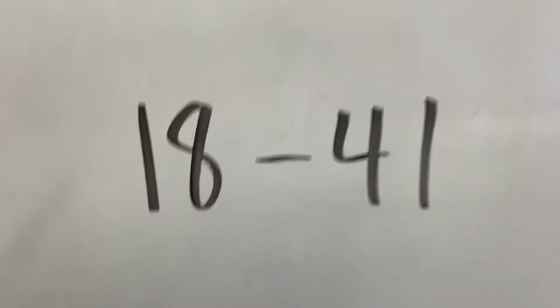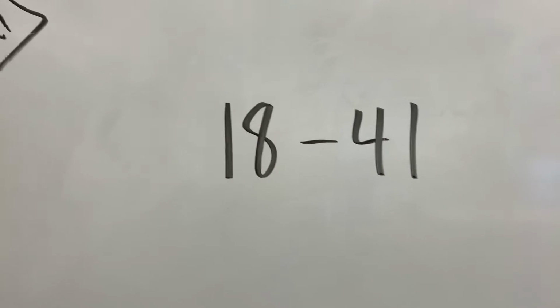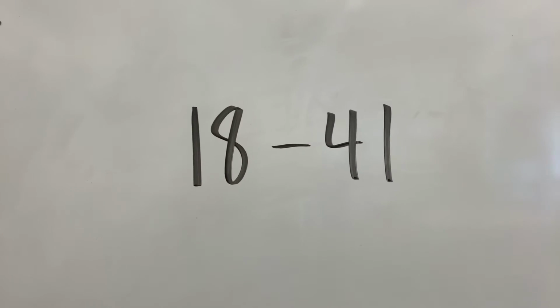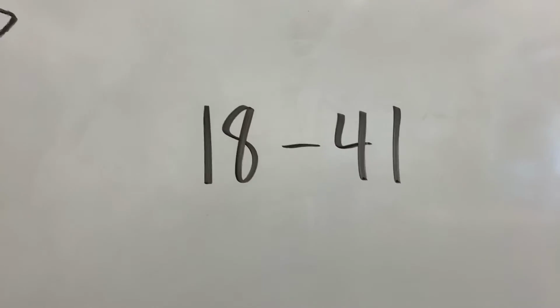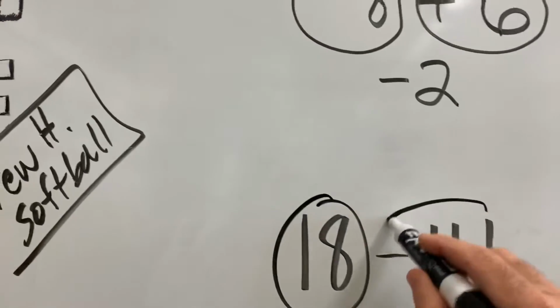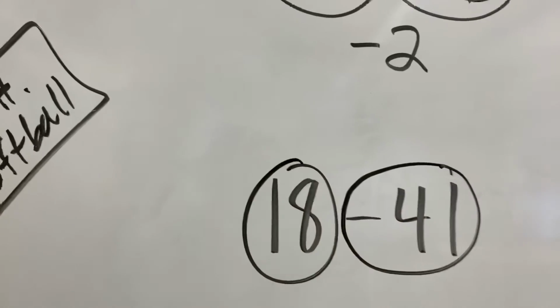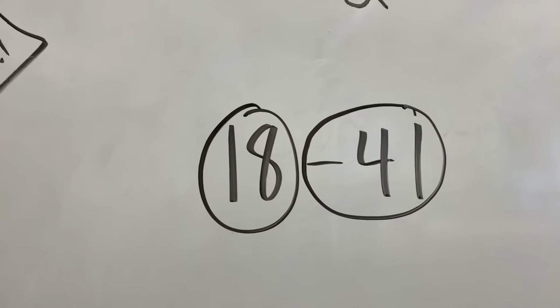18 minus 41. Okay, a kindergartner wouldn't know what to do. A kindergartner would say, I don't know if we can subtract 41 from 18. Well, we can. I'm going to circle the minuend. I'm going to circle the subtrahend and its sign. That's the different sign rule.